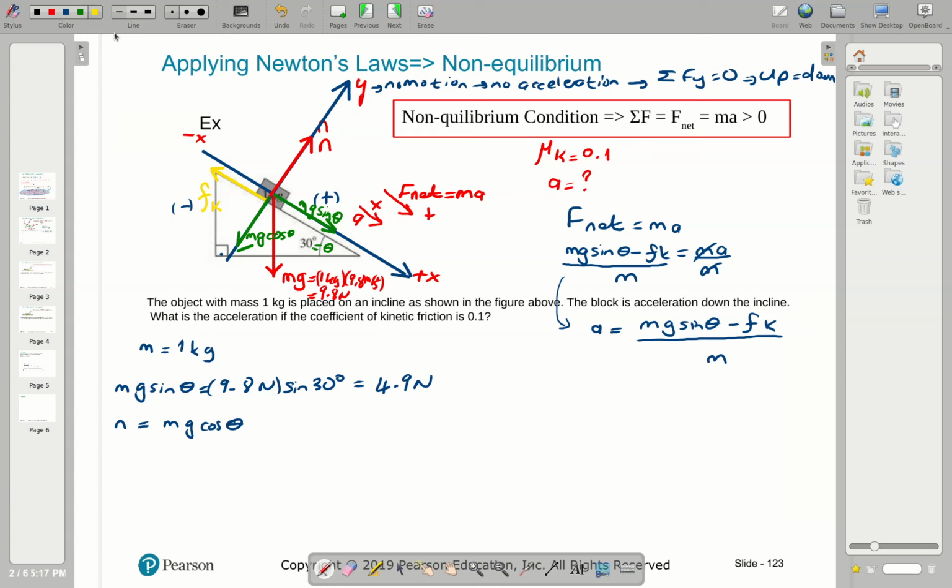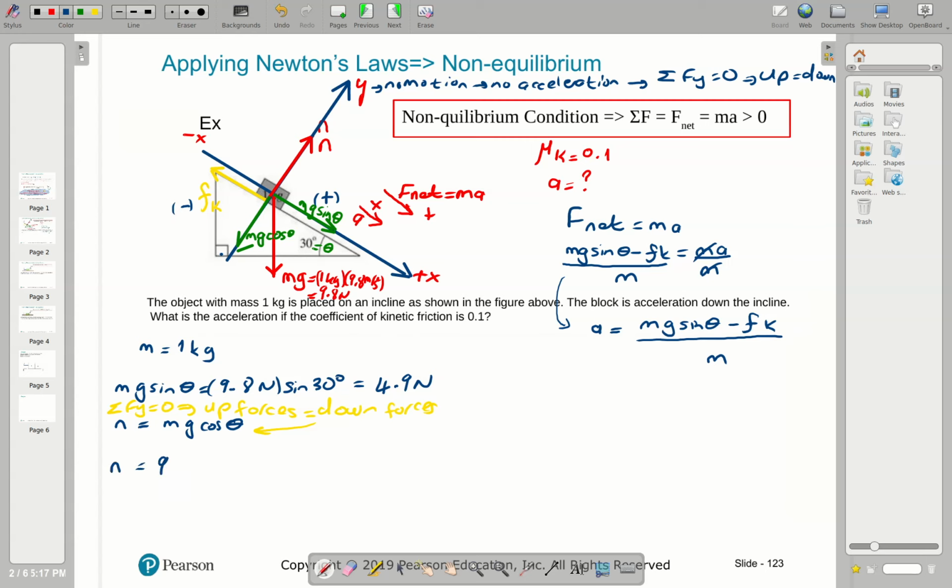So this comes from the fact that total Fy is equal to 0. There is no motion along Y. Up forces are equal to down forces. Remember that. And that gives me this information here. Down force would be mg cosine theta, and up force would be n. So n is equal to mg cosine theta is the bottom line.